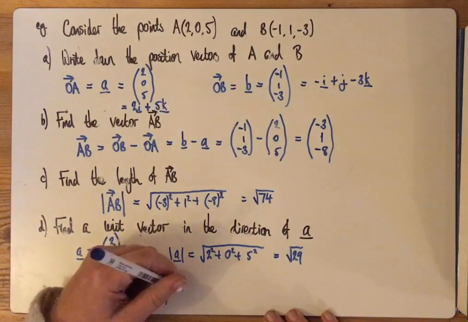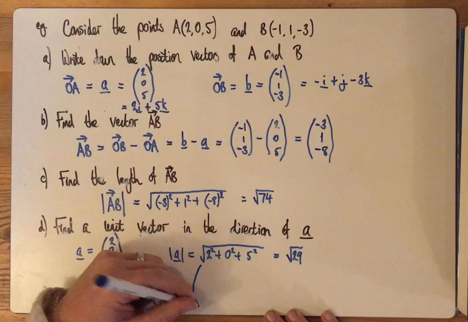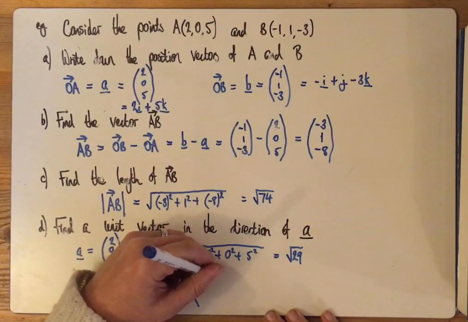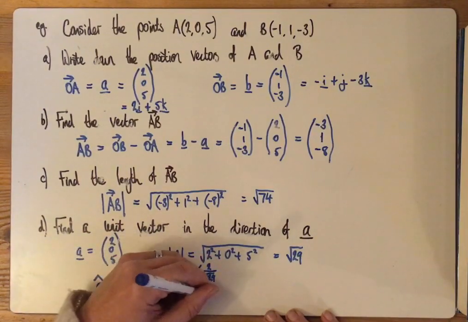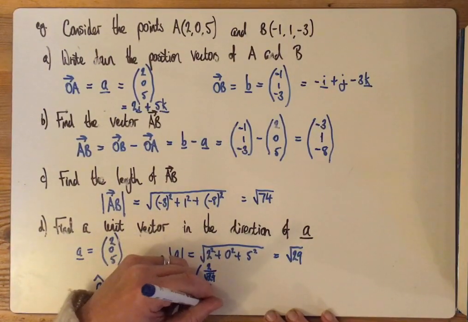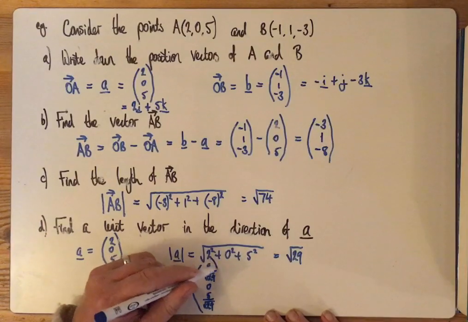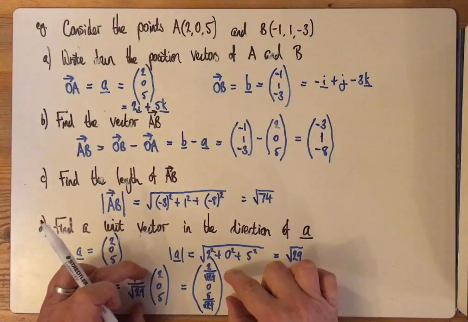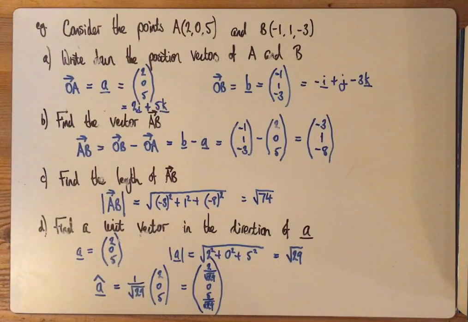So you can leave it like that, or you can multiply right through by 1 over root 29. I'm going to run out of room. So that's 5 over root 29 underneath. There we go. And if you find the magnitude of that now, so if you do the square root of 2 over root 29 squared plus 5 over root 29 squared, you will get 1. But it's in the direction of A, because this is a scalar multiple of A.